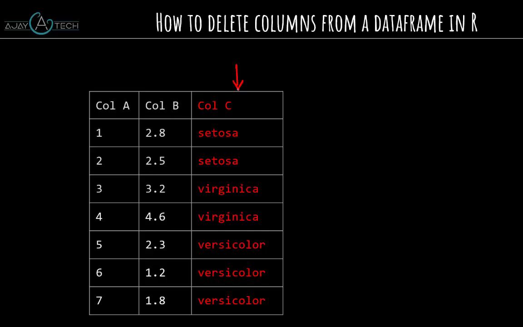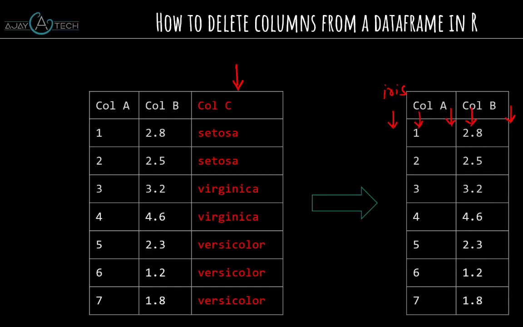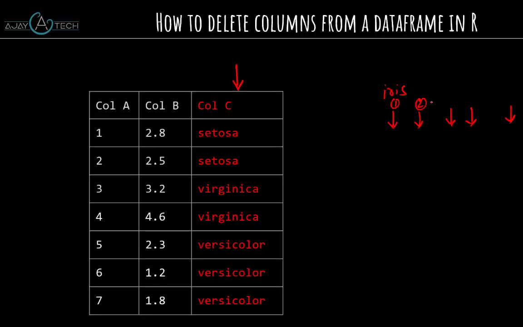For example, let's say iris is a very huge data frame, and it has five columns, right? Sepal length, sepal width, petal length, petal width, and then the species. So 1, 2, 3, 4, and 5. The first two are sepal width and length. The second two are petals, width and length, and this is the species.